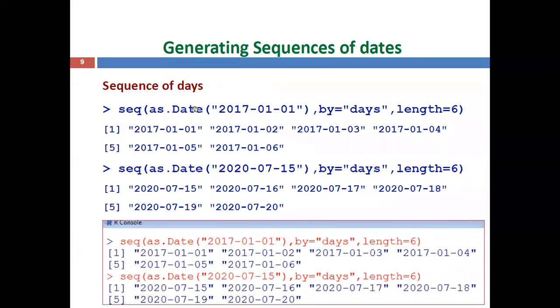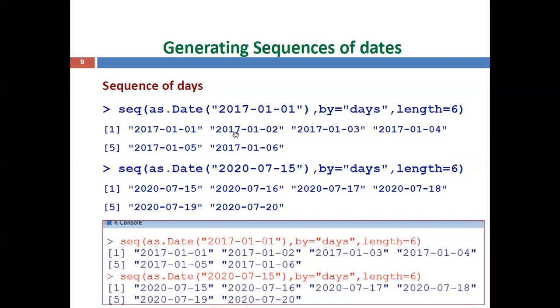Then coming to the second example, sequence of days. So here you can display the dates by matching with days, and a specific length is also given here. For example, here the date is January 1st 2017. Then if you want to display by days from this date with length 6, so 6 values need to be displayed. First one you can see January 1st 2017. Then 6 dates will be displayed day wise with length 6, total 6.